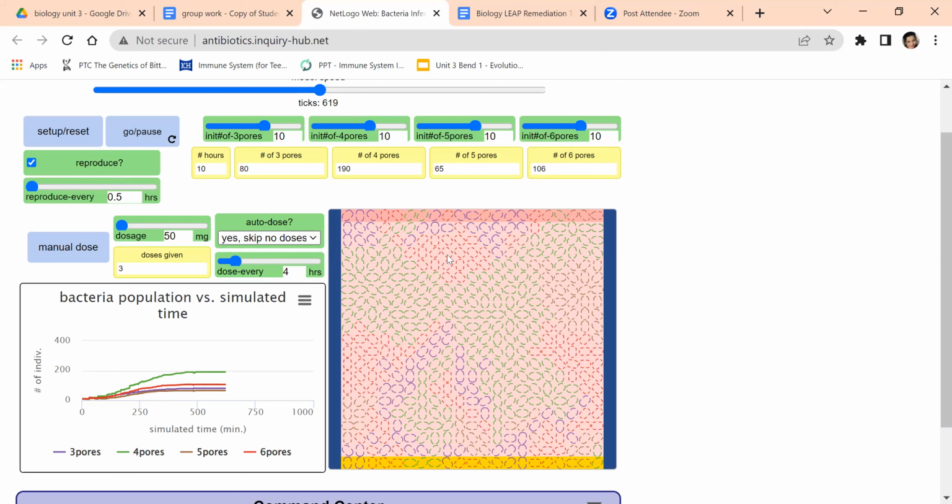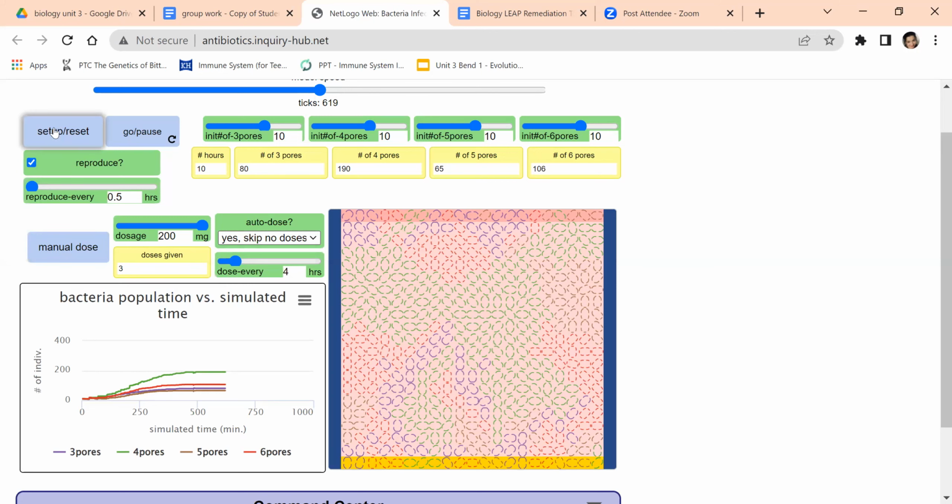Okay, but let's look at what happens now if we increase our dosage. So obviously that was not enough antibiotics. So let's increase our dosage up to, let's do it at the maximum, okay? And we're still going to let the bacteria reproduce every half hour, and we are going to take our antibiotics every 4 hours. We're going to auto dose.